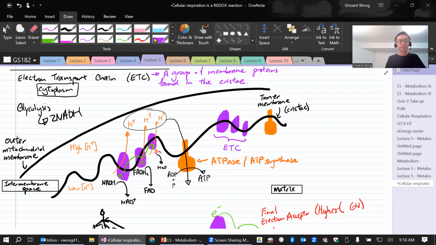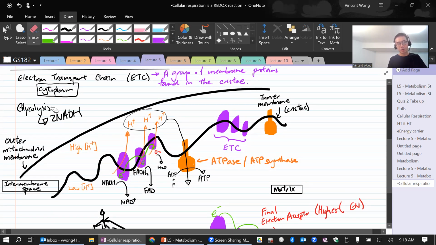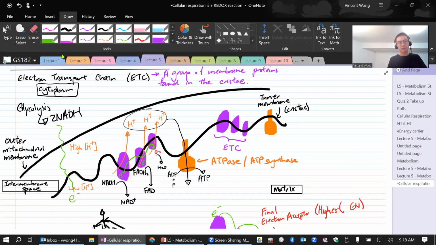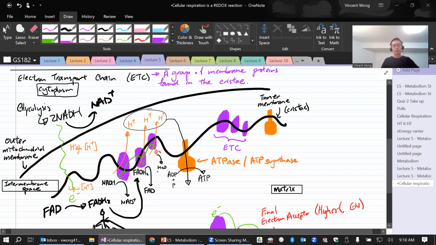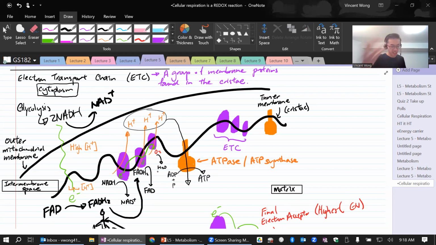So instead of the NADH crossing, they will just let the electron cross, and then this will become NAD plus again. But something else has to pick up the electron and take them to the ETC, right? So that would be the job of FAD. They'll pick it up, and then it becomes FADH2, and then it will go over here. All right, so there's an extra step here.